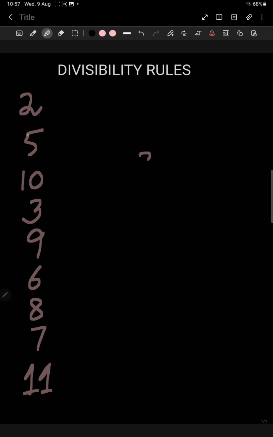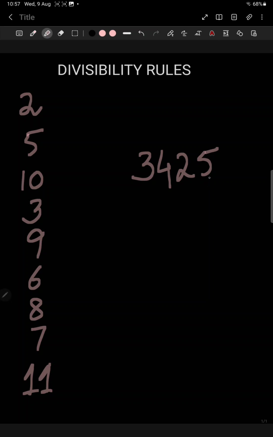Today we are going to learn whether a given number is divisible by 2, 5, 10, 3, 9, 6, 8, 7 or 11, either yes or no. For example, we are given the number 3425. When we check whether this number is divisible by 2 or not, we need not divide the whole number by 2. It will be a very long process.